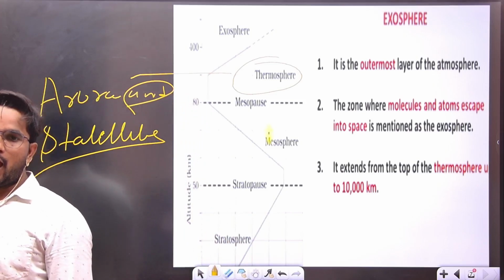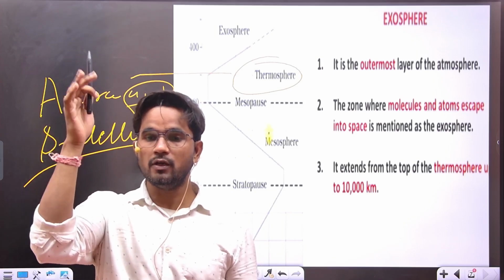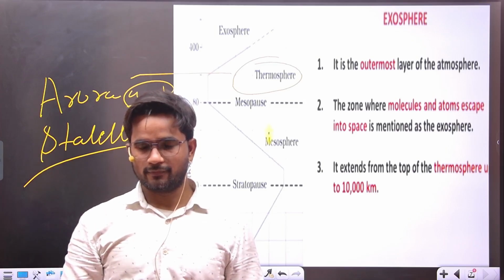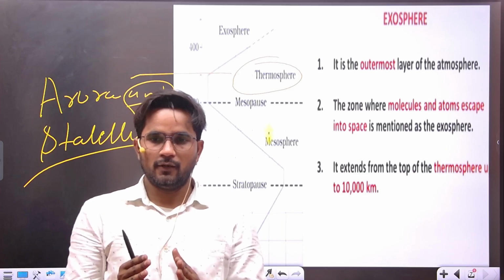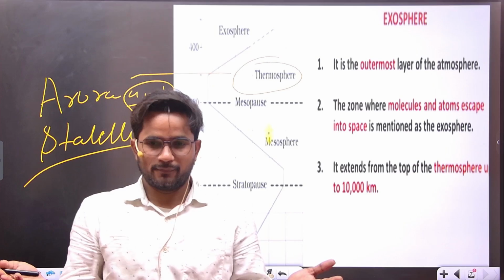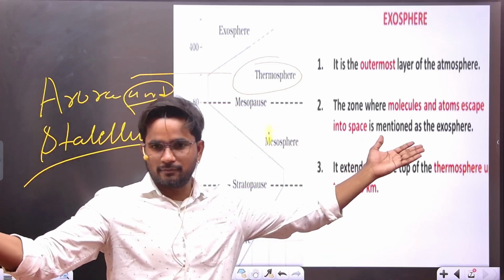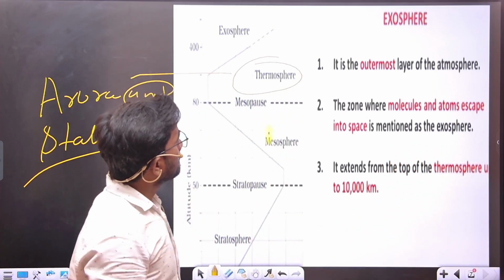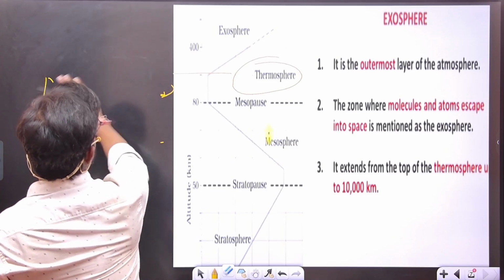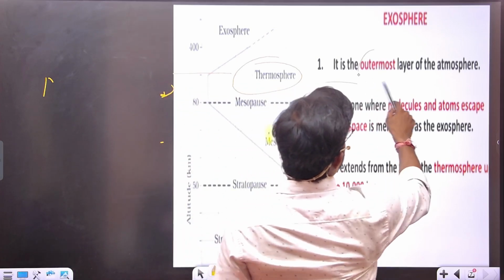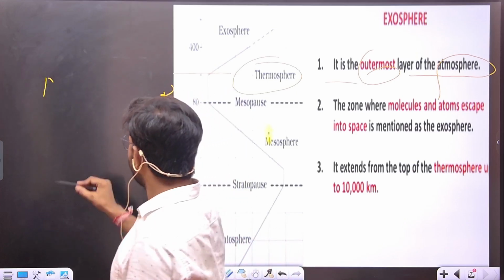The next topic is the exosphere. The exosphere is the last point of the atmosphere. Understand the point? If your flight goes into this air, you cannot find where you are going. You forget the earth. It is the outermost layer of the atmosphere, the topmost. The outermost layer is the exosphere. Understand the point?